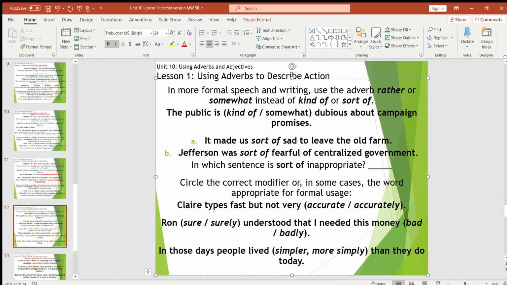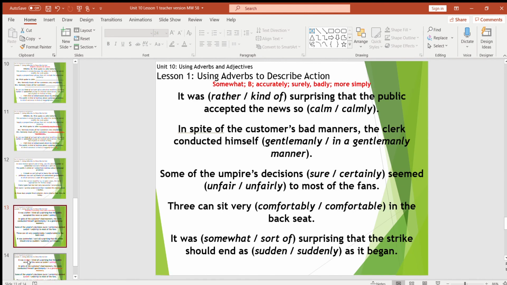In those days, people lived simpler or more simply than they do today. Alright, so we have lived being described, and how are they living? More simply. It was rather kind of surprising that the public accepted the news so calm or calmly. Alright, so remember which one do you go with for formal writing? It was rather surprising that the public accepted the news. How did they accept the news? Very calmly.